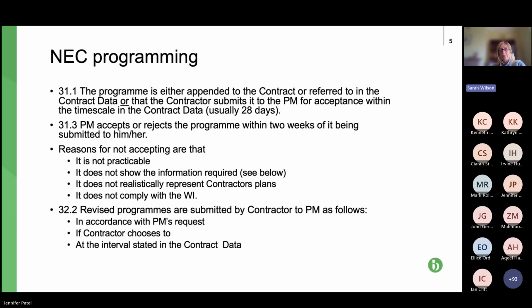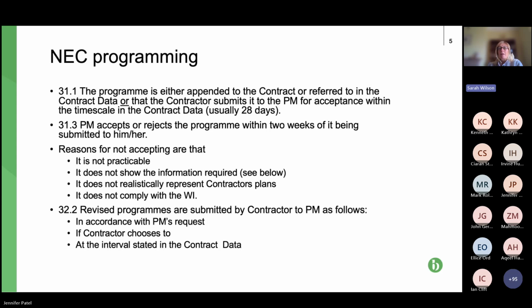So they're set out there: that the programme isn't practicable, it doesn't show the information that it needs to show, so we'll see that later, it doesn't reasonably represent the contractor's plans, or it doesn't comply with the works information. Now, in my experience, when you get to a stage where the first programme cannot be accepted, you usually have challenges, shall we say, or problems on the project, which is why I prefer the programme to be sewn into the contract, so you don't start with these issues.